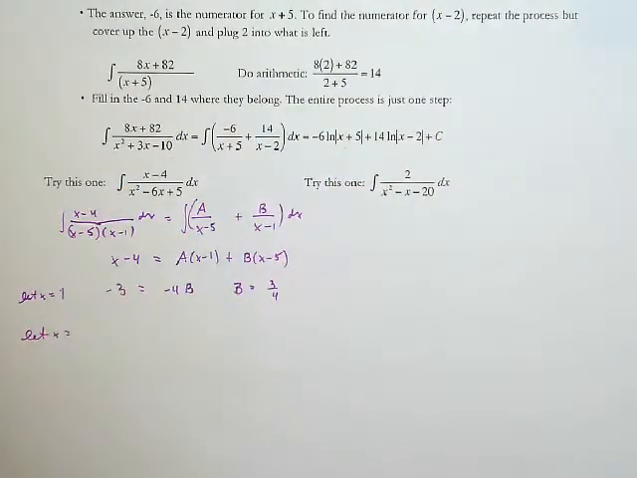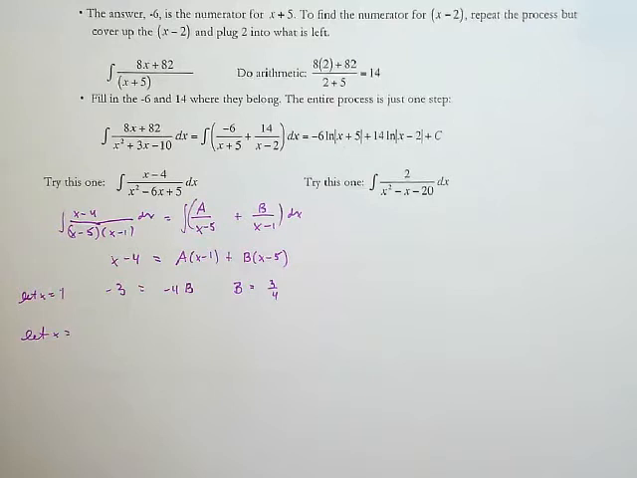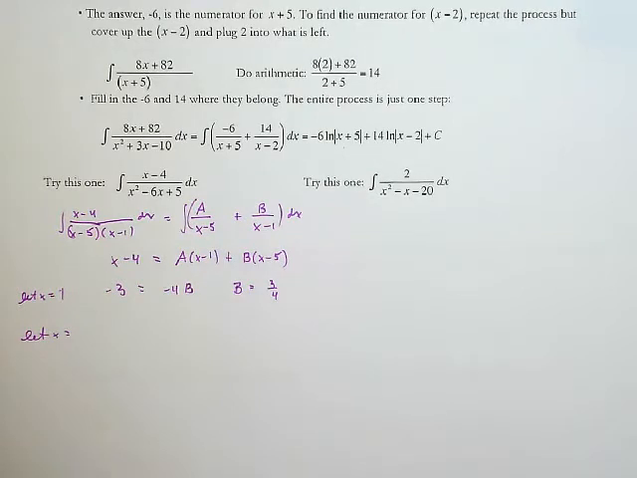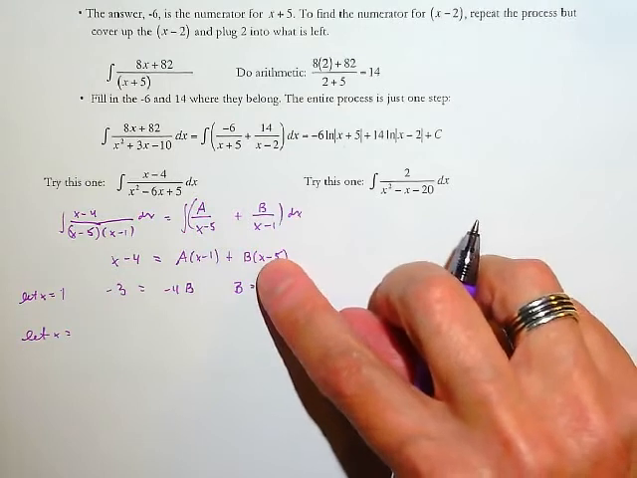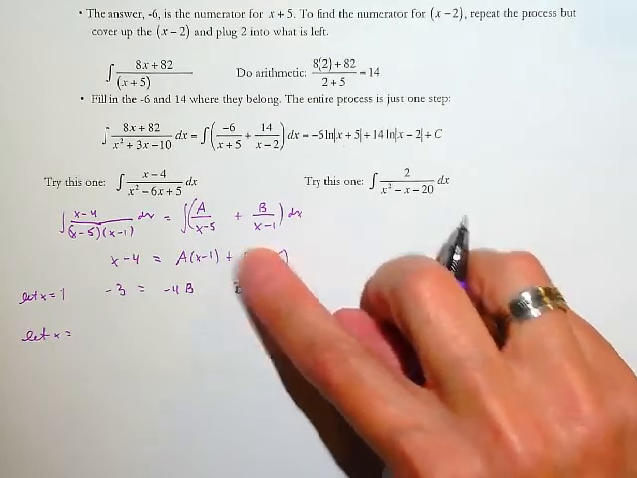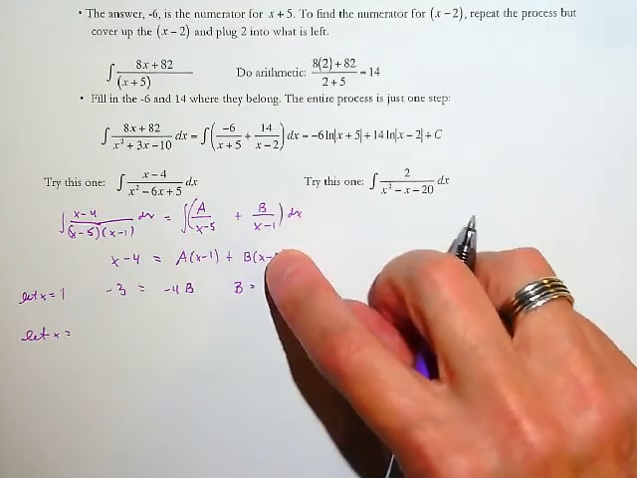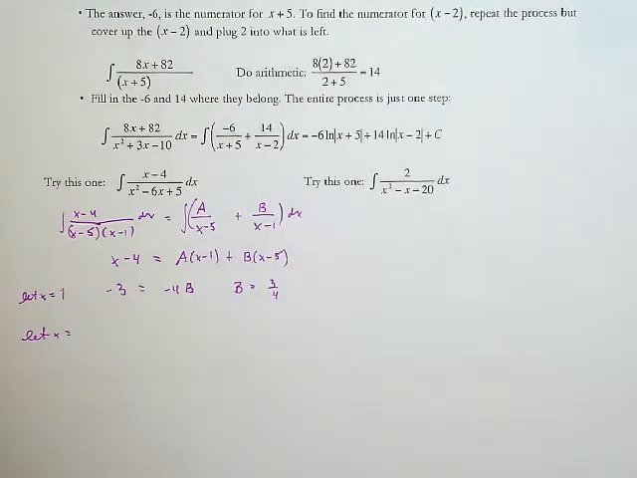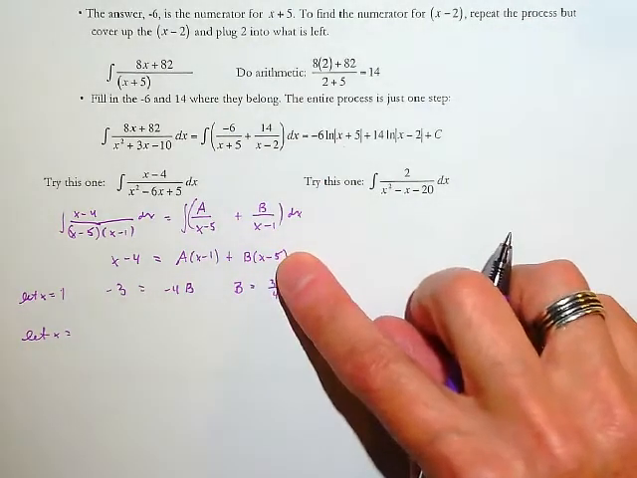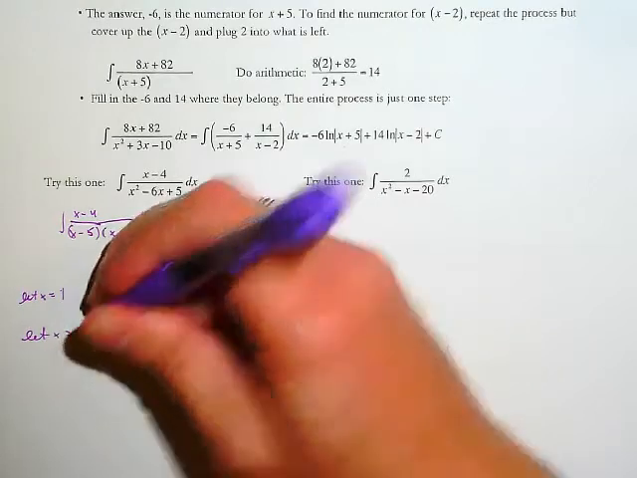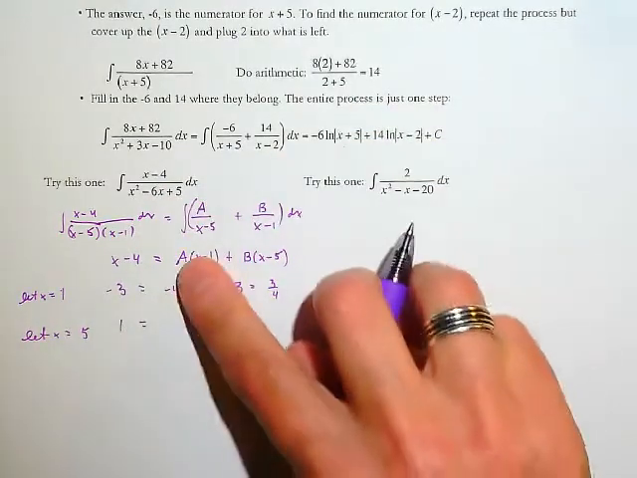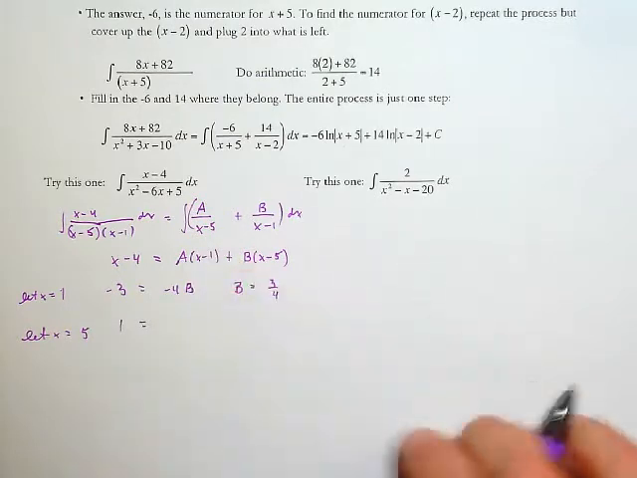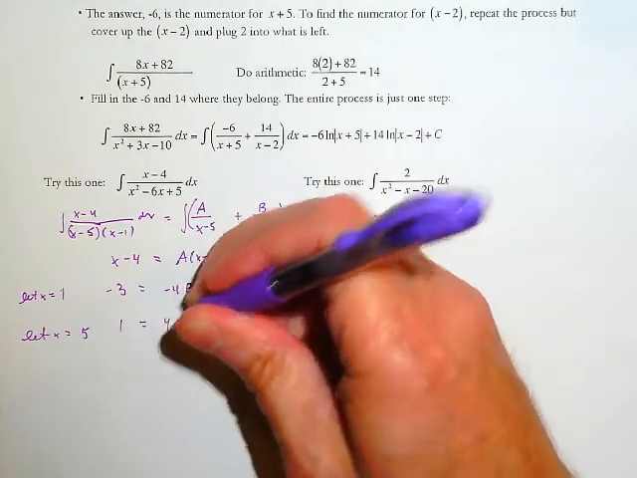Okay? Let x equal what would be another clever value? Another clever value would be to eliminate the b term here, because it's not really the b fraction. We solved for b's constant there. I could eliminate this term here, though, with x equals 5. 5 minus 4 is 1. A times 5 minus 1 is 4, isn't it?